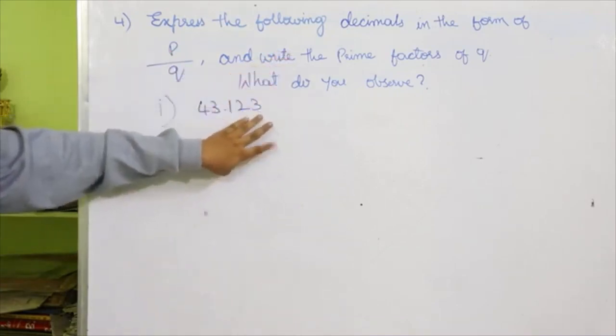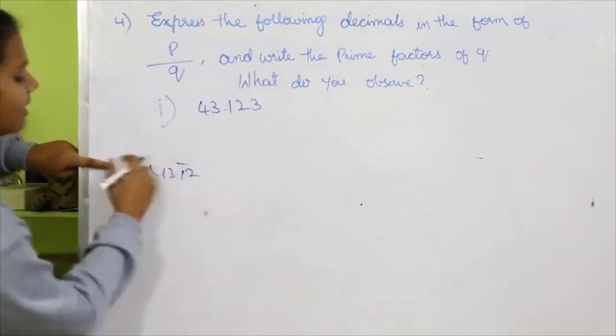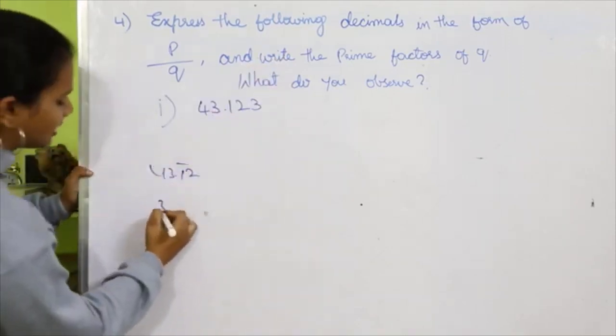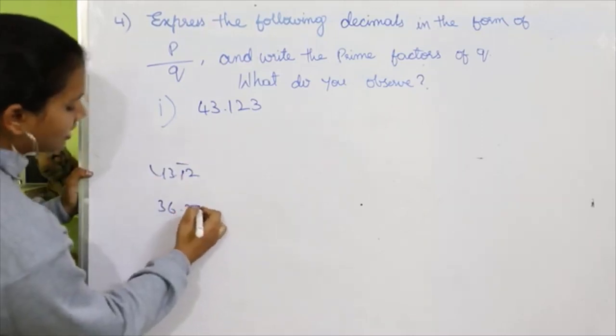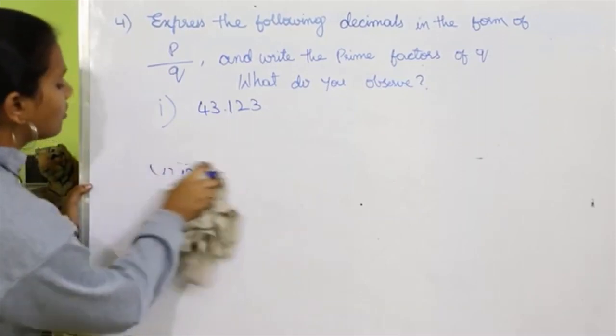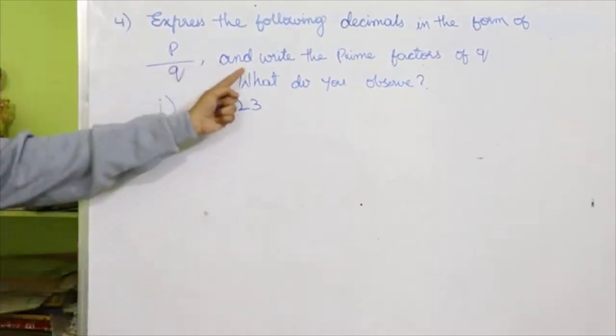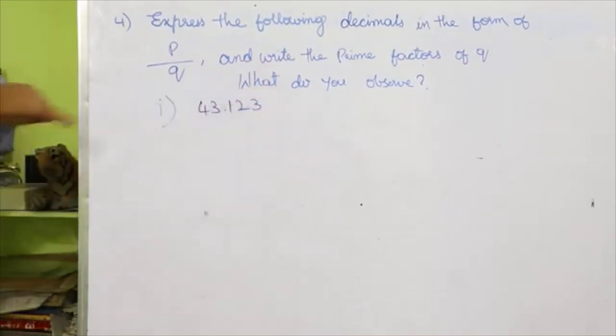So these are the given decimals, something like 43.12 bar. They might give some kind of decimals like this, or 36.36 or 37 bar. So this kind of decimals they might give. So now what have they given? Express the following decimals in the form of p by q form and write the prime factors of q. Now state what you observe from this.